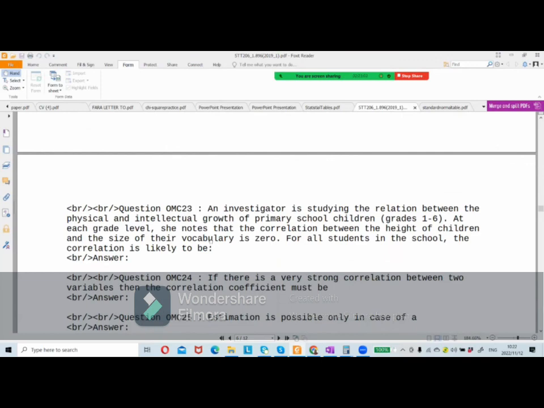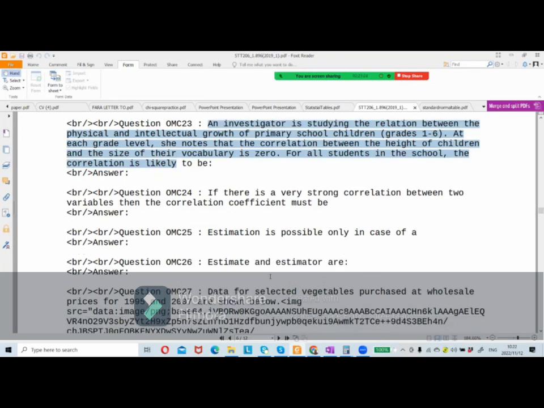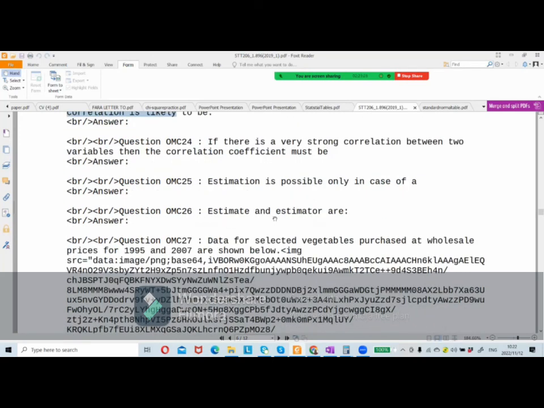So look at this question now. Look at the way they stated this question. Because some of you believe that they won't give you long questions, but they will give you. Now, look at this one. Estimation is possible only in the case of a what? Look at it. Estimate and estimator are, I just mentioned some of those things.